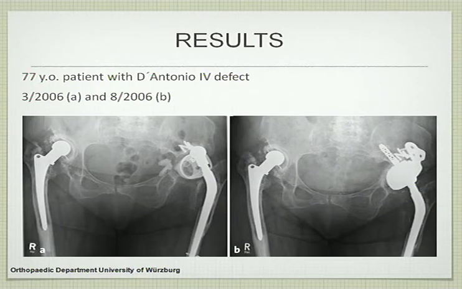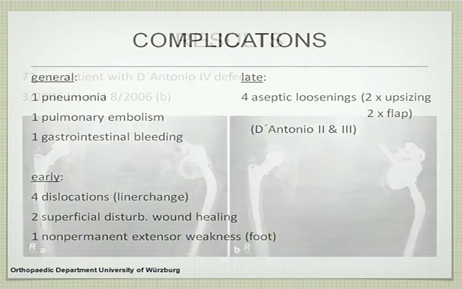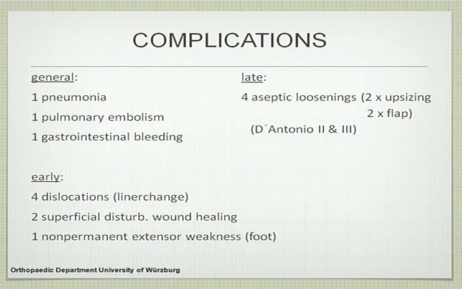So here you can see a type 4 D'Antonio defect with a pelvic discontinuity, which was treated by this oblong cup with an intramedullary fixation in the dorsal part of the ilium combined with this flap, and that gives you a very stable fixation. Now, the complications that we had, the general and early ones, were pretty normal, I think.